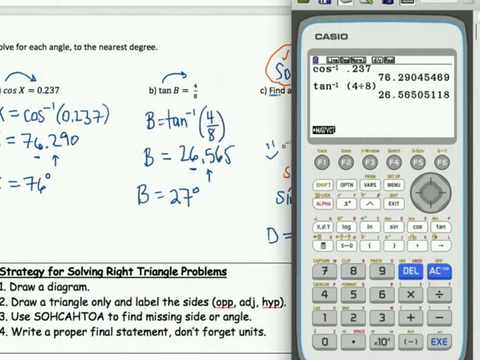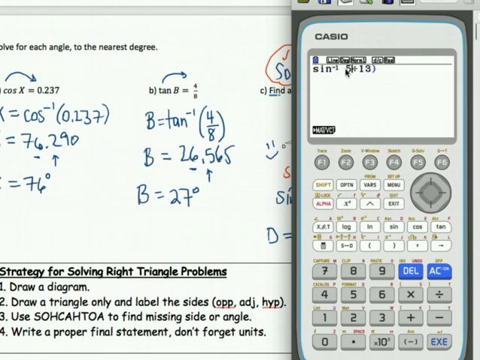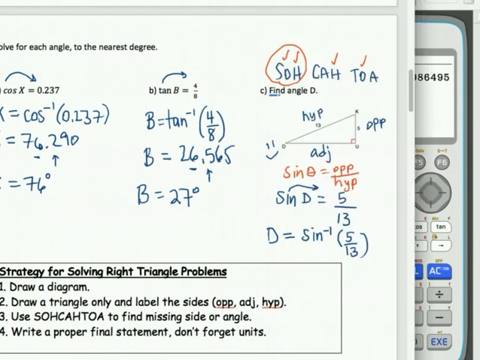Look at that, inverse sine. So I'm going to go shift sine 5 over 13. Oops, I forgot the brackets. Oh, we didn't like that. Try again. Let's see if I can put them back in here. Bracket 5, good. There you go. Write those in. So 22.61, etc.